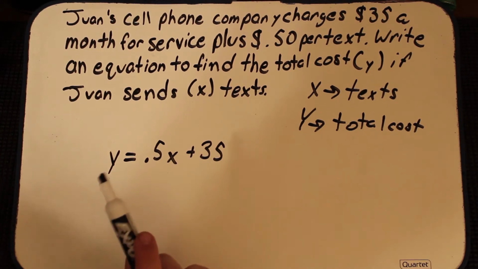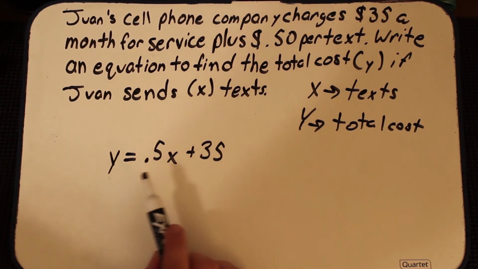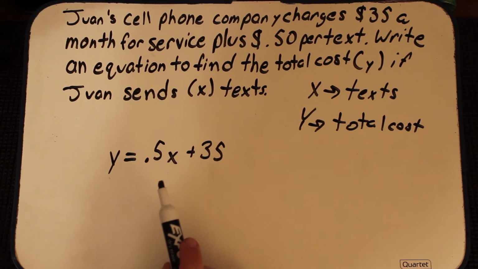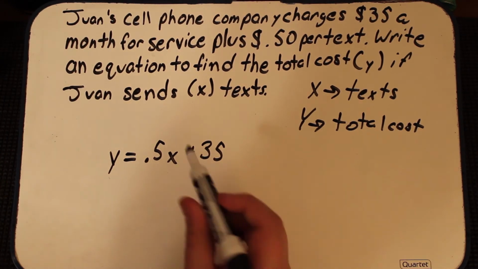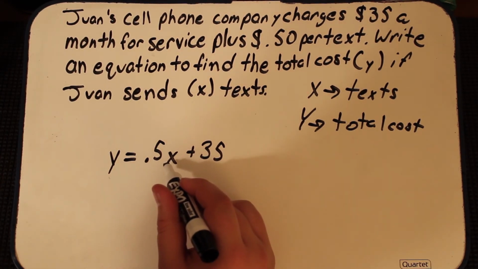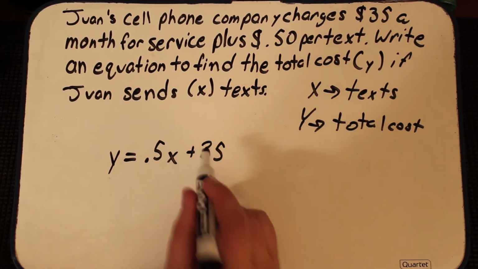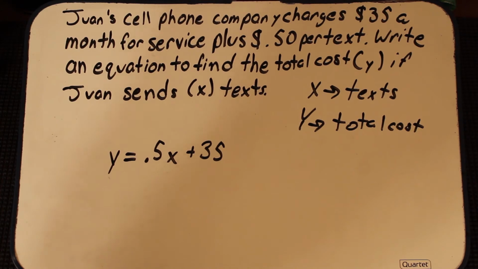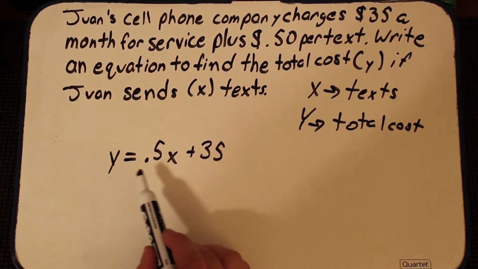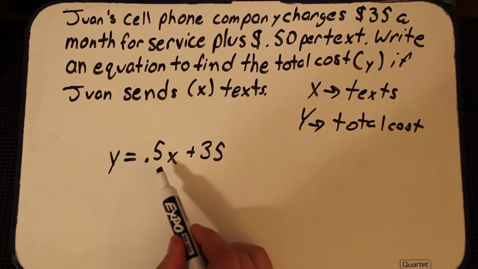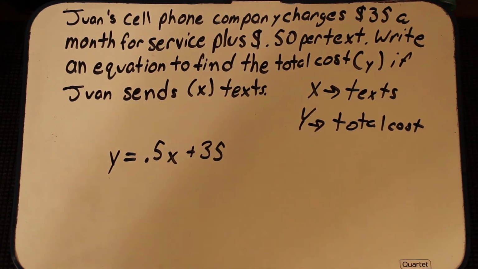So we have total cost equals a rate of change times the number of texts that one has sent plus 35 just for the service. And that's how that would go. You would have your total cost, which is your y, equals 0.5 times x plus 35.